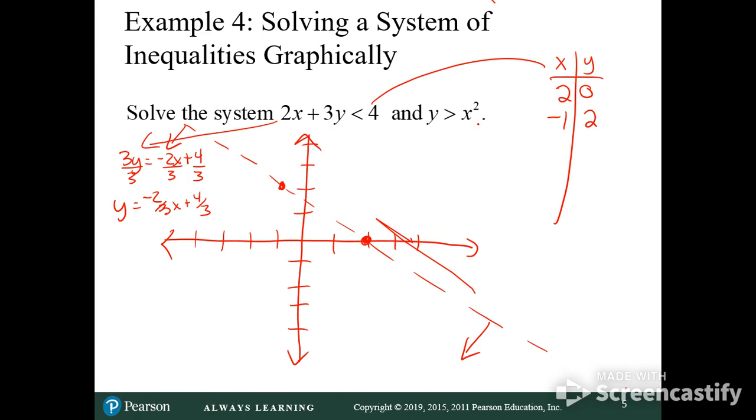Now, y equals x squared is the points (0, 0), (1, 1), (2, 4), (-1, 1), (-2, 4). So it's a dashed line here. Can we check (0, 0)? No, because it's on this one. But I can check (0, 1). If x is 0 and y is 1, is 1 greater than 0? Yes. So it's above this one. So if it's below this one and above this one, it's double shaded right in here. So this is where the solutions are, right in there.